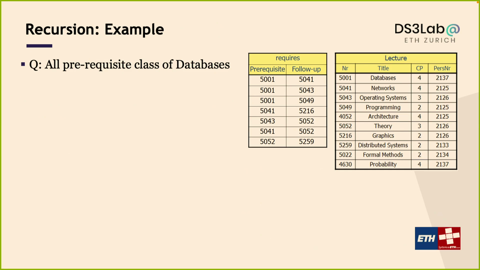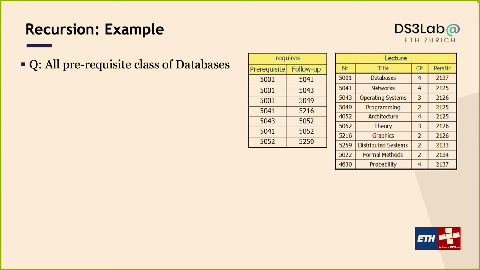So this is actually about recursion, right? So now let's look at one example. So assuming we have two relations in my relational model. You have the requires relation, contains a prerequisite and the follow-up course, these two. And then you have the lecture relation, contains all the information of different lectures. Now my query is, I want to get all the prerequisite of the database course, right?